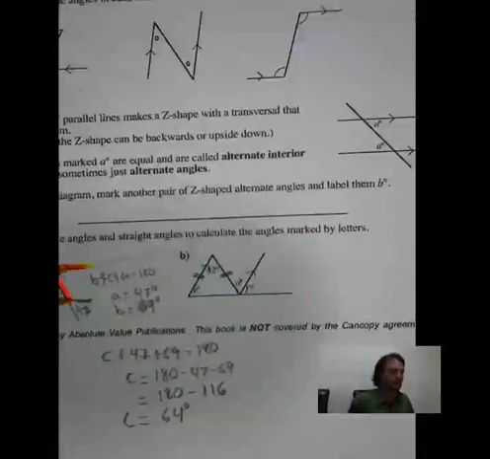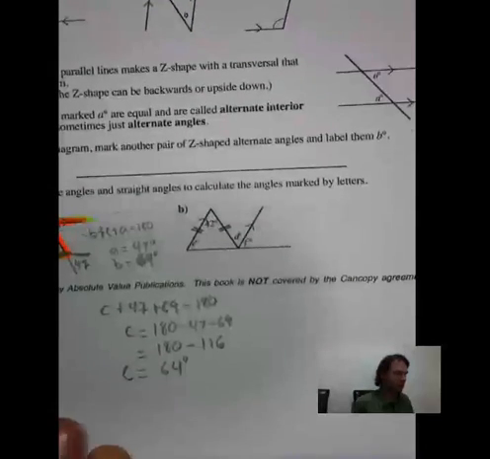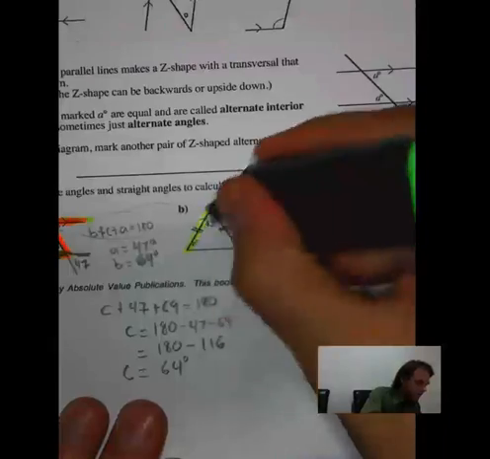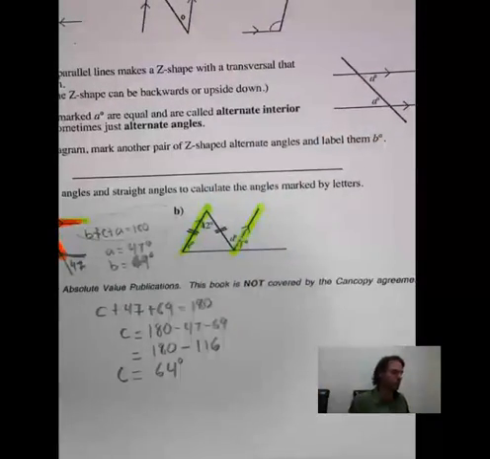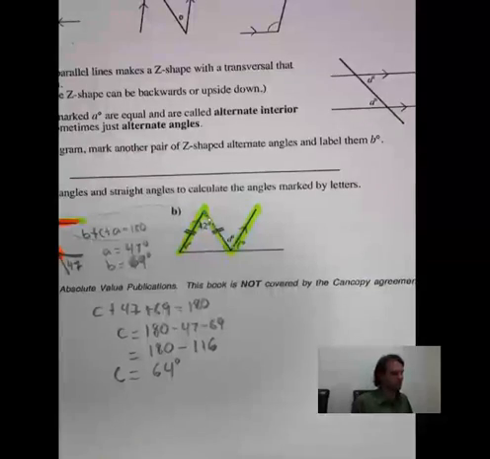So let's take a look at this next question. Question B. Well, let's see. What do we know? Seeing as we're in the Z part, let's see if we can find any Z shapes for question B. Well, where are my parallel lines? I want to first make known my parallel lines. Here's one, here's the other. Well, can I make a Z? Right there's a Z, isn't it?